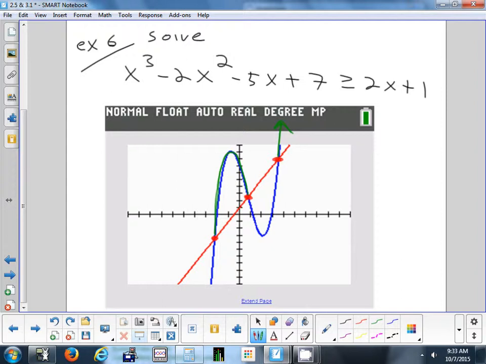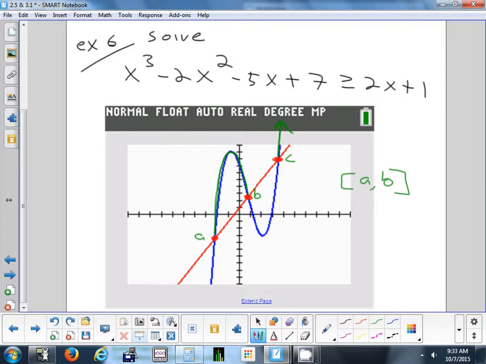Now I'm just going to have to find these intersection points. Does anyone need me to go through and actually find them? Okay with that? Let's just call them A, B, and C. So describe to me, where is the blue above the red? Between A and B, and it's a closed interval.